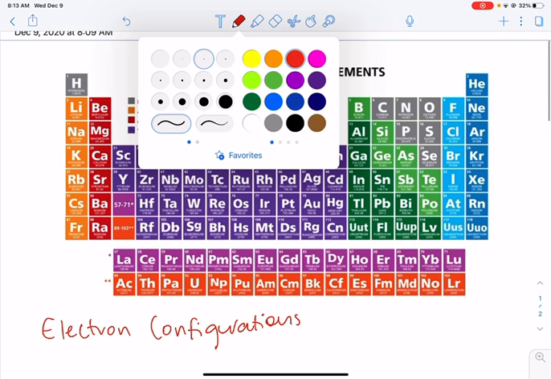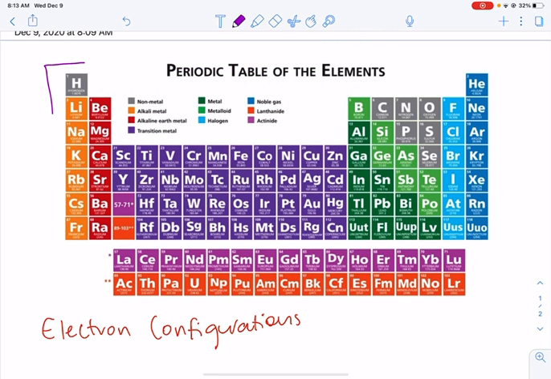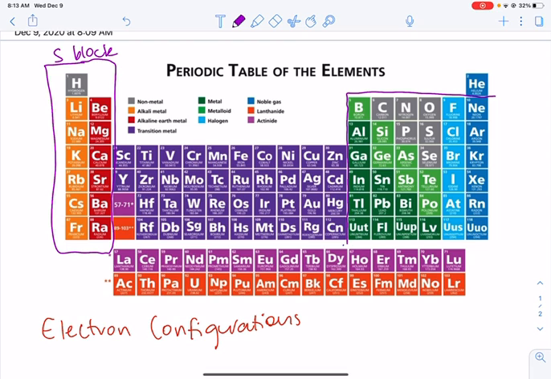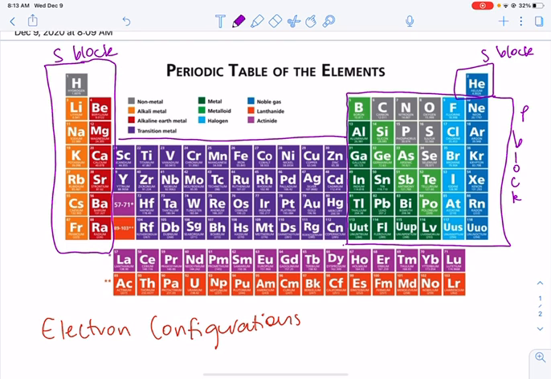Let's remember that the elements here are in the s block. This is where s orbitals occur. The elements here are in the p block. Helium is in the s block as well. These elements in the middle of the periodic table are in the d block, and these are the f block. And that's just where those types of orbitals live.